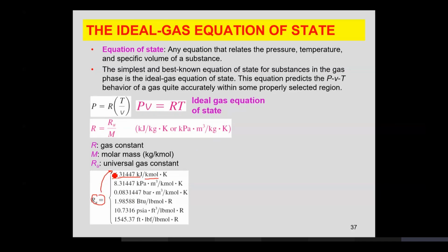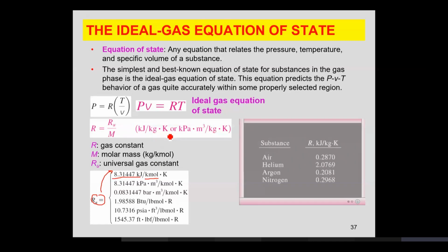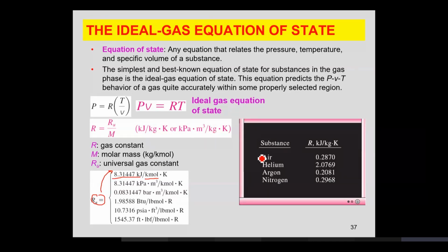It is the same for all the gases, whereas R values vary for air, helium, argon, nitrogen, and so on and so forth. When they are expressed in terms of per unit mass, each gas would have a different value. But when they are expressed in terms of kilomoles, each gas would have the same R value. Is it clear to you?